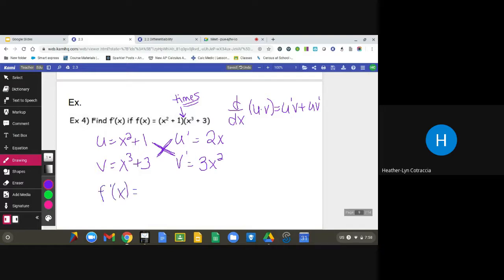I'm going to bring this out here. So the 3x squared times x squared plus 1. So that's my u v prime. Yes, I just switched the order. Does not matter. Plus 2x times x cubed plus 3. And again, order does not matter. When you go to clean it up, it'll all simplify to be the same thing, which I'm not going to clean up right now, but you could by distributing, combining like terms, and going forward.